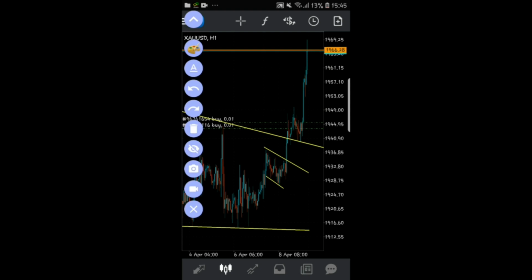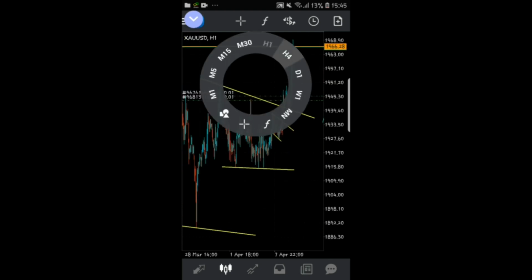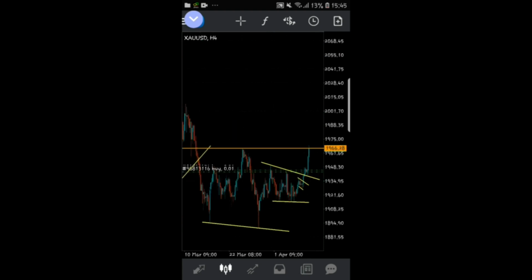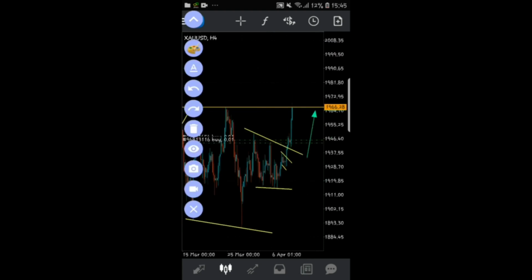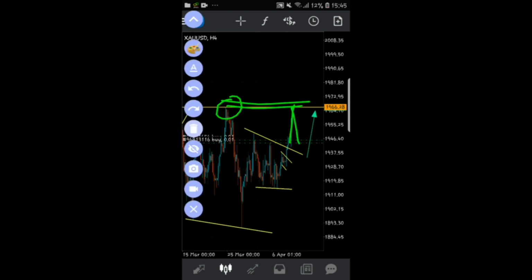And the amazing thing is, I was discussing with my friend, and I told him that if I go to the 4-hour time frame, I put this line over here. I don't know if you can see this orange line over here. I was actually anticipating gold to come all the way up to here before maybe it comes down.